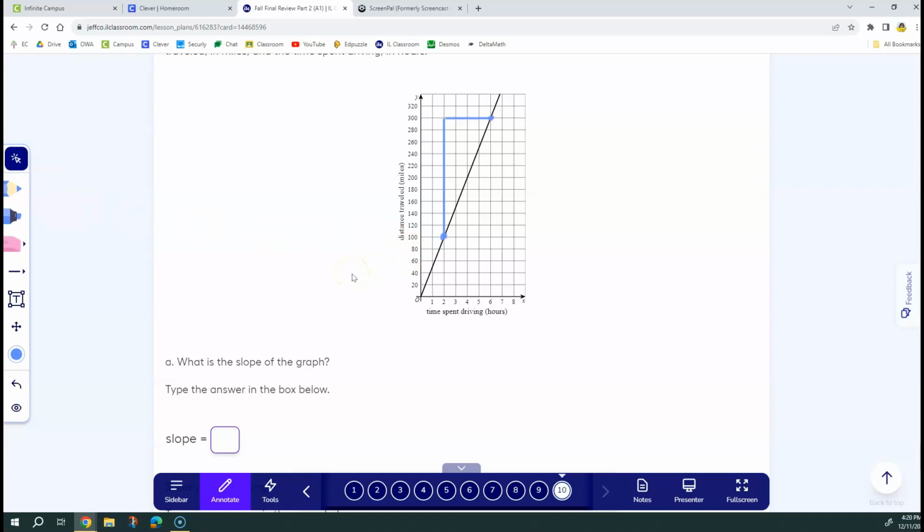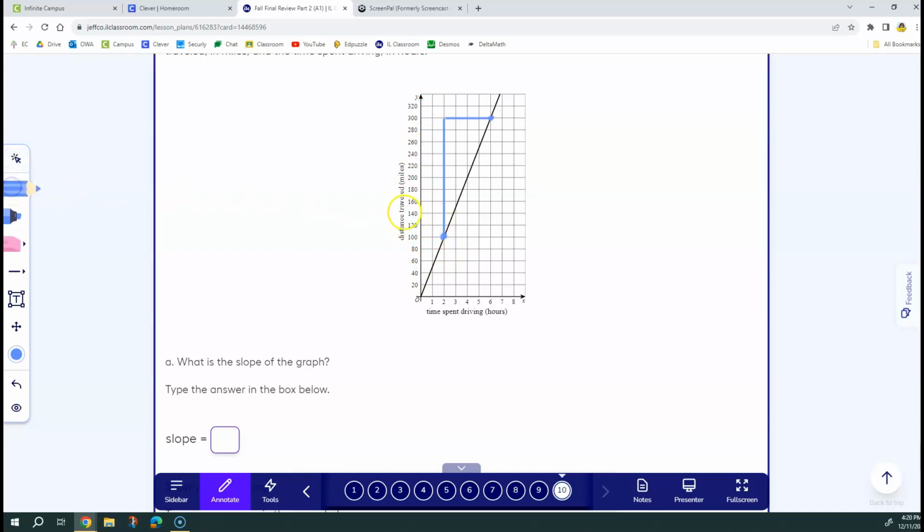Yes, it is. I am noticing that my counting by for the vertical is going by 20. So I'm going to count each one I move up as 20. 20, 40, 60, 80, 100, 20, 40, 60, 80, 200. So my change in Y is 200.